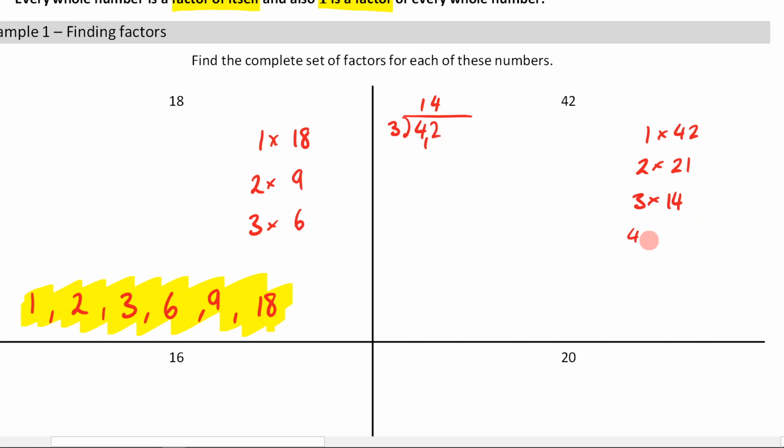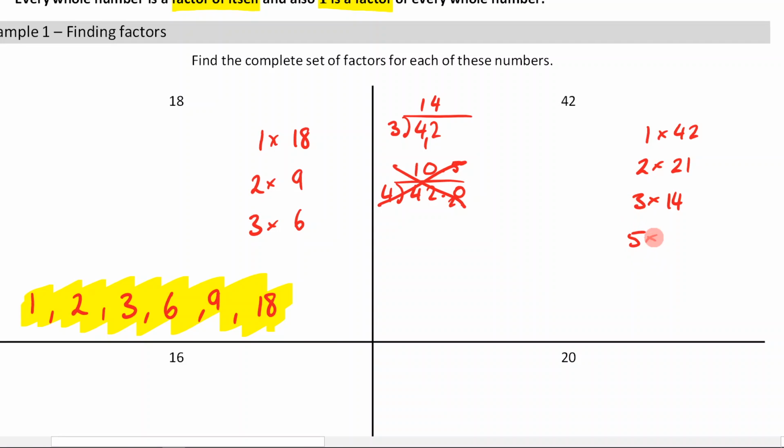How about 4? 4 times what would get me 42? If we're not quite sure, we could come over here. We could do this: 42, 4 goes into 4 once. How many times does 4 go into 2? Well, it doesn't go in at all. And we would have to continue the division like this, and you'd find out it's 10.5. Now, the problem with this is that if it's 10.5, that means it didn't divide exactly. To divide exactly means we don't have any decimals. So that means that doesn't work. 4 isn't a factor.